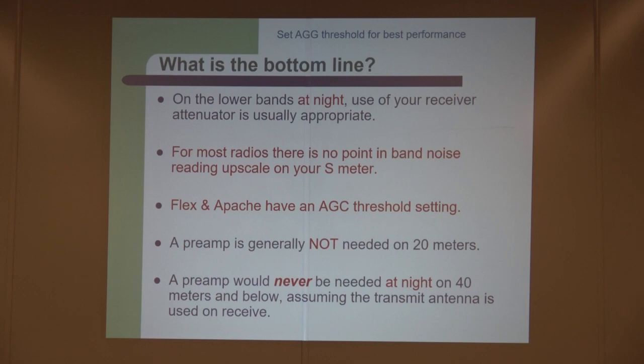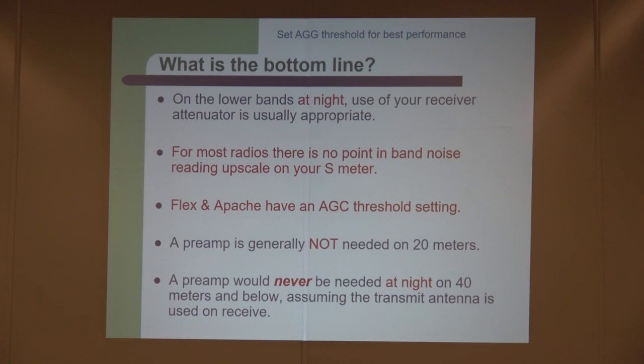The Flex and the Apache don't work the same way, as I mentioned. They've got an AGC threshold adjustment. So it's AGCT for the Flex. It's a line in the screen for the Apache. You slide it up. So you don't do it with attenuation. You do it in a different way, but it accomplishes the same thing.